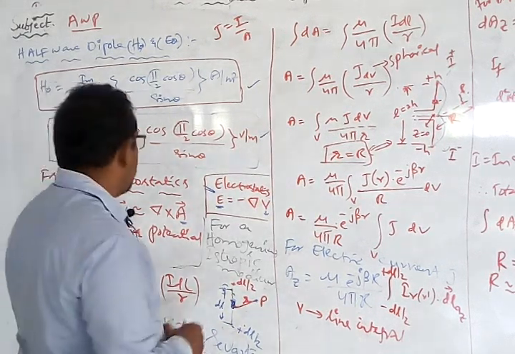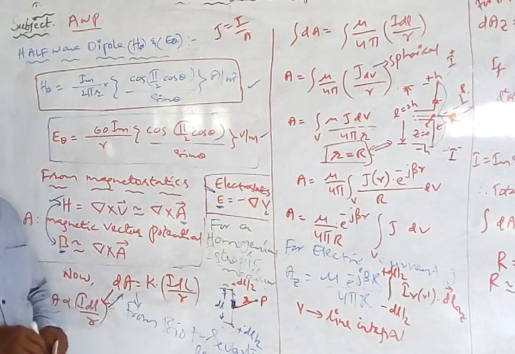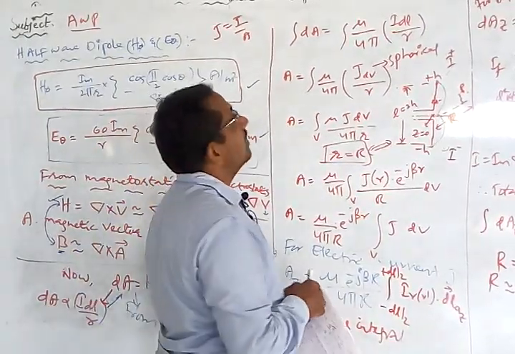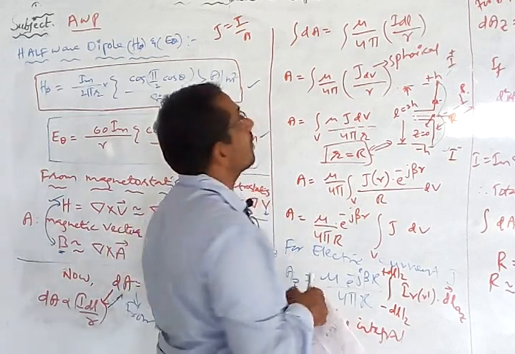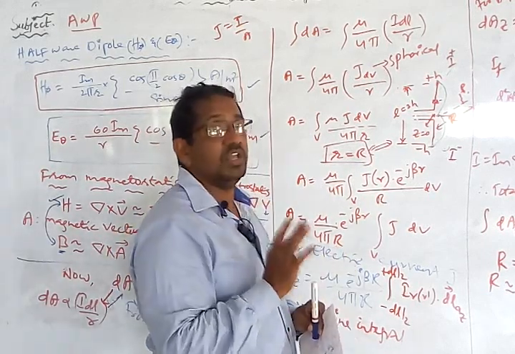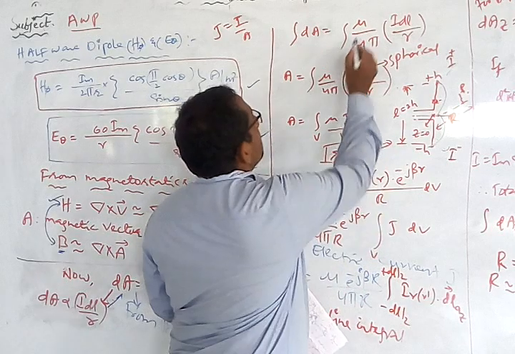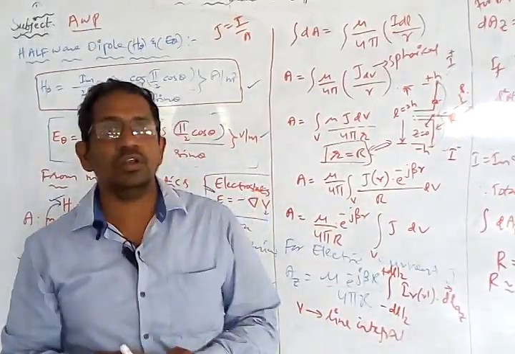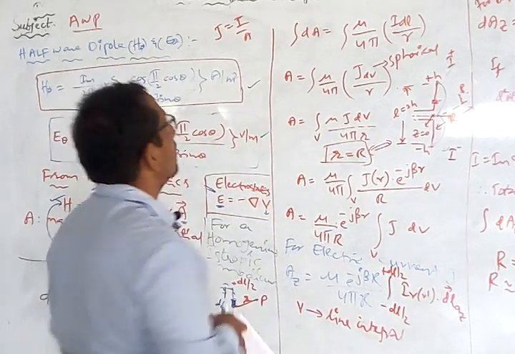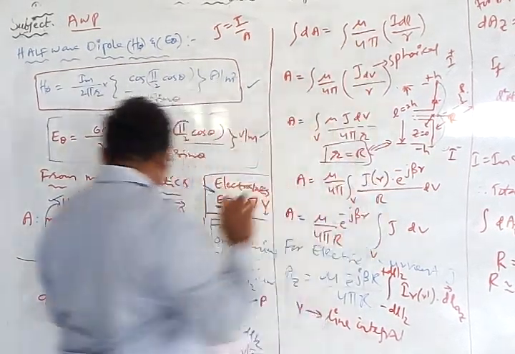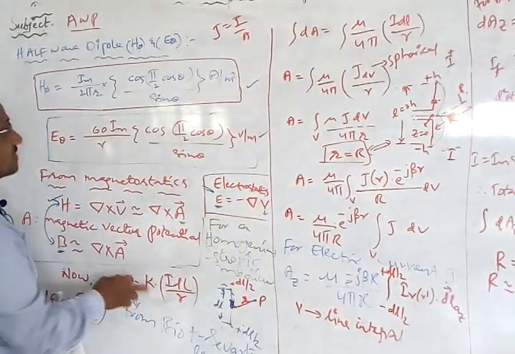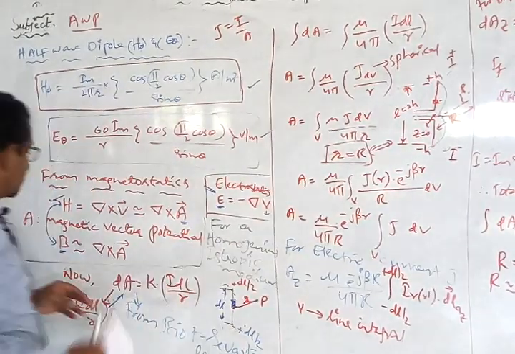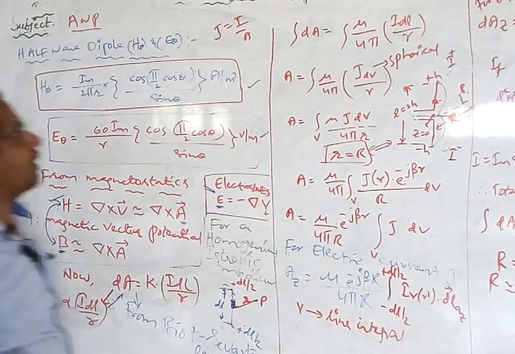Here we are talking about magnetostatics, so we take the permeability as the medium constant. So this is the permeability mu by 4 pi. Why 4 pi? Because we are considering the spherical coordinate system. So this k is replaced with simply mu by 4 pi.